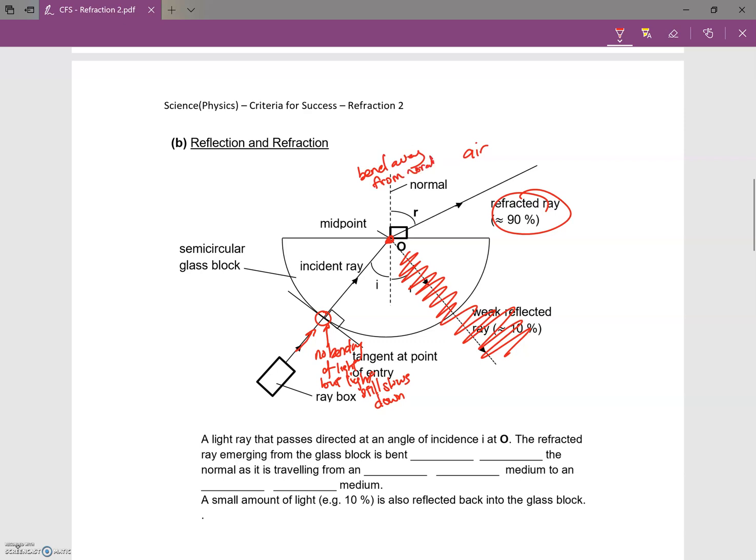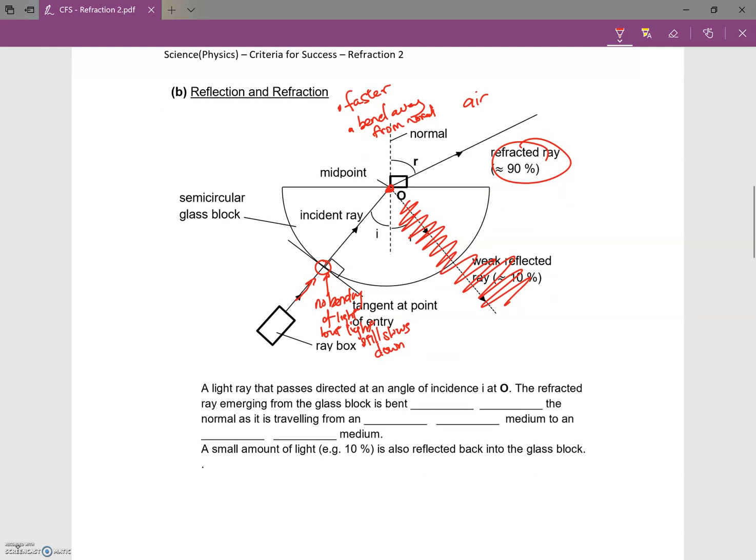Okay, we also know that it will become faster. So first thing, bend away from normal. Second thing, it will become faster. So based on the understanding, based on the text here, now let's look at it.